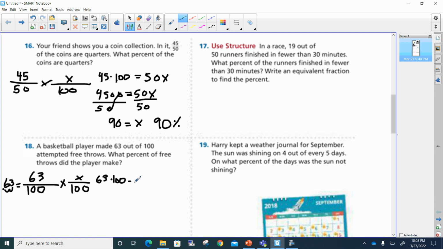And then that equals 100x. Well, 63 times 100, 6,300. And when I divide the 100 away from x, I have to divide it from the 6,300. We get rid of both those zeros at the end of our numbers, and 63 divided by 1, like I said, 63 is x, which means 63%, because this is our percent fraction. All right?